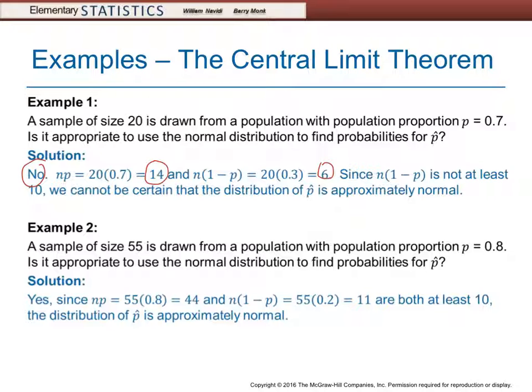A sample size of 55 is drawn from a population with the population proportion p equal to 0.8. Is it appropriate to use the normal distribution to find the probabilities for p hat? The answer in this case is yes, because np is 44 and n times 1 minus p is 11. Both are greater than 10, so the distribution is approximately normal.